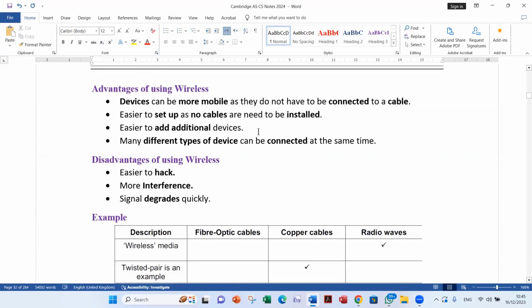You don't need to be connected to the cable. Easier to set up, no cable. So you just put the wireless of the Wi-Fi. Easier to add additional devices. Many different types can be connected at the same time.